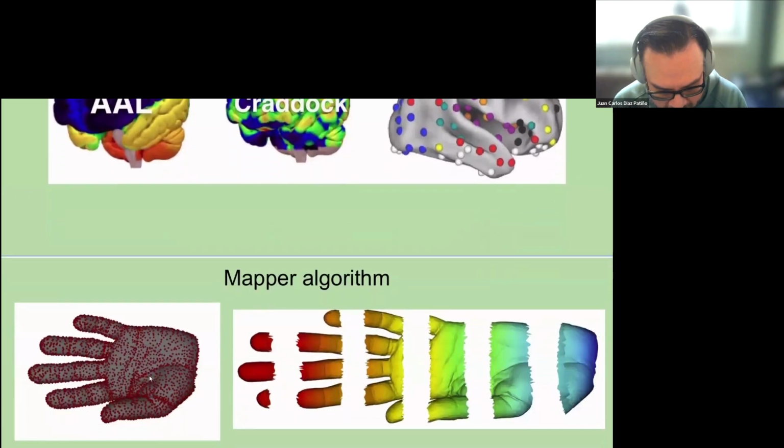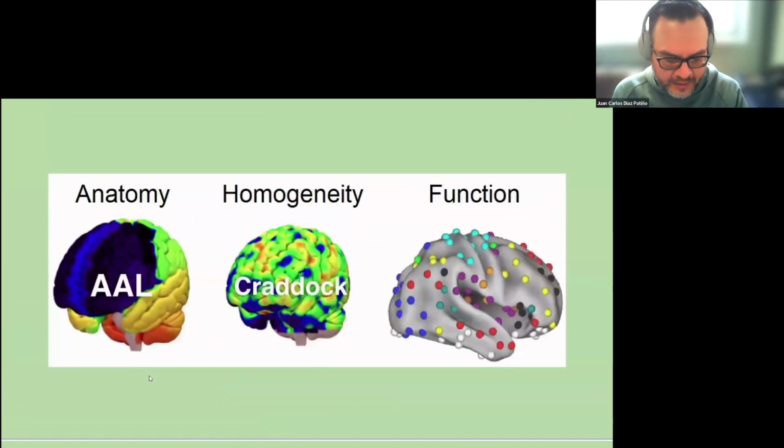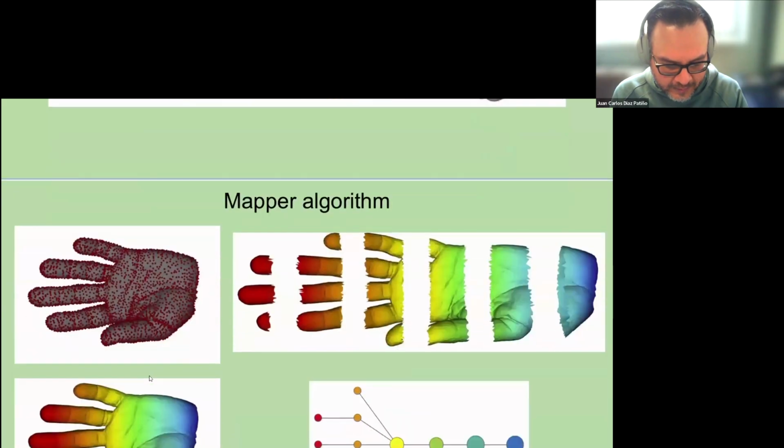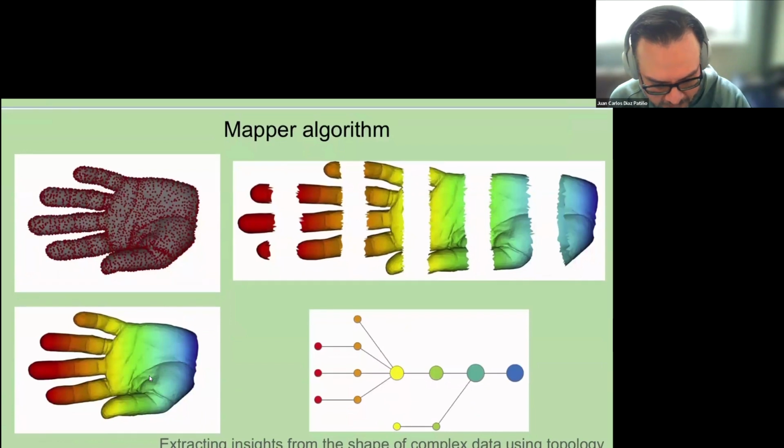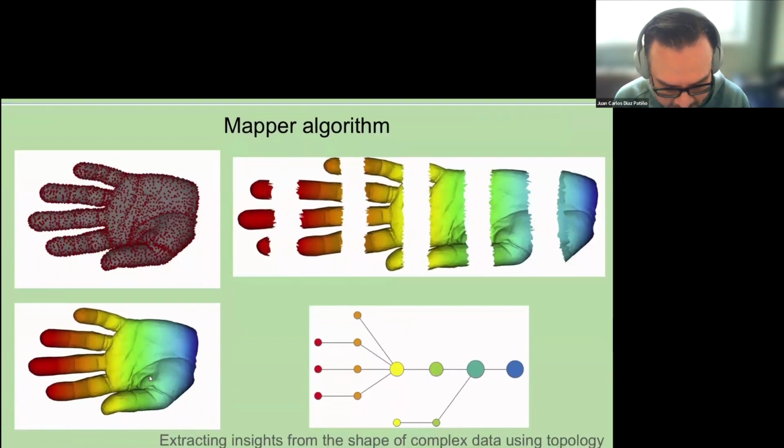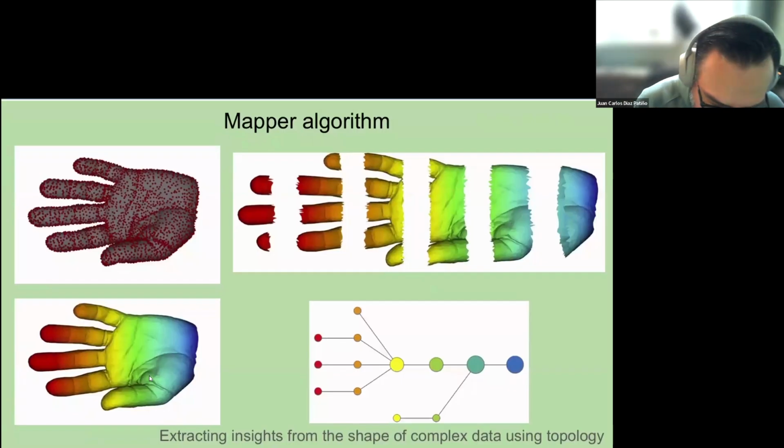So this is a brief introduction to the MRI studies, and now I'm going to talk a little bit about the mapper algorithm, which I think a few of the participants in the meeting are very familiar with. In this case, you have a set of points. This is an illustration from this paper. You have a set of points that are drawing the surface of a hand. The next step is using a filtering function that is used to color the hand in this next image.